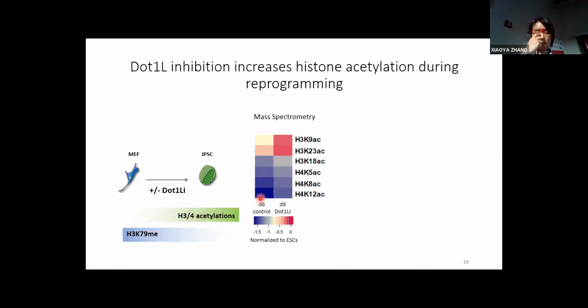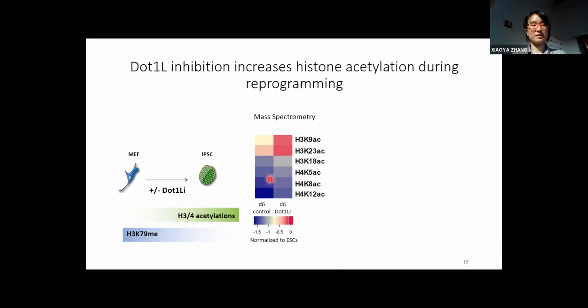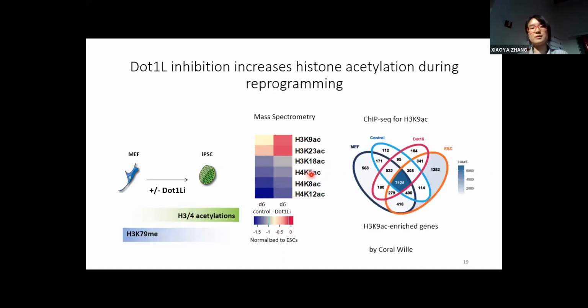So we're thinking, maybe DOT1L acts to elevate the acylation levels in reprogramming cells, making them more like stem cells, which facilitates reprogramming. Coral then performed ChIP-seq for H3K9 acetylation, which is the most differentially enriched acylation in the heat map. She found that the K9 acetyl enriched genes in somatic cells, stem cells, and reprogramming cells with or without DOT1L are mostly overlapping.